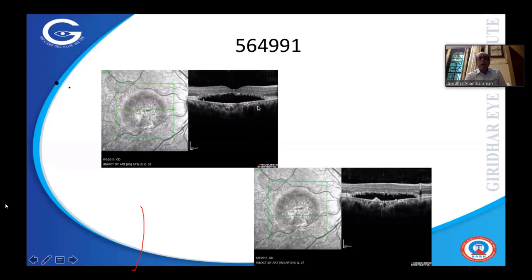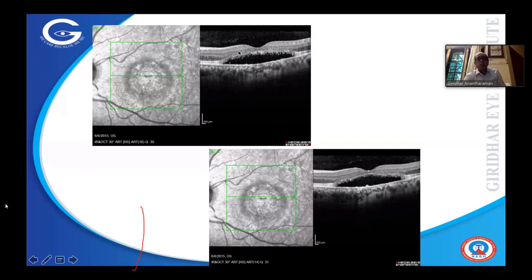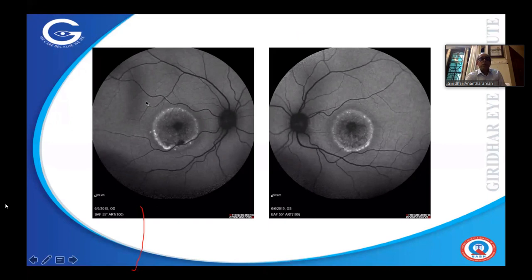Now, these are patients who are sometimes misdiagnosed as central serous chorioretinopathy, but they are actually classic Best macular dystrophy. You can see this beautifully in autofluorescence, bilateral, symmetrical, and this hyperautofluorescence is because of the lipofuscin material. Therefore, this also sometimes is confused as CSCR in many centers across the world.